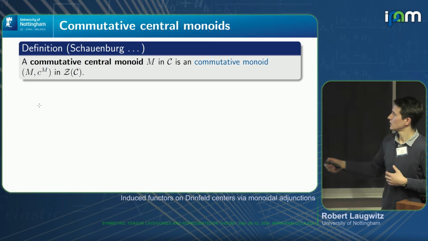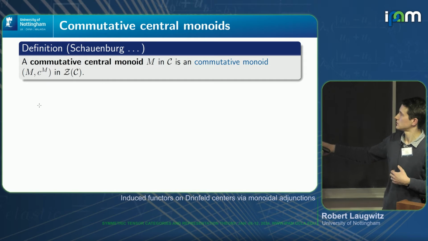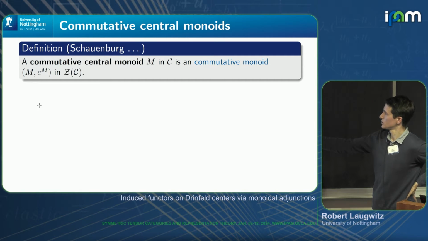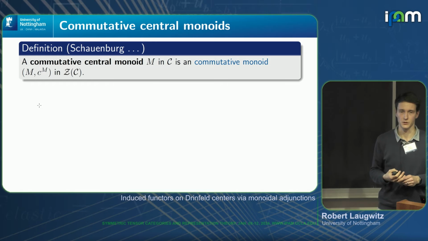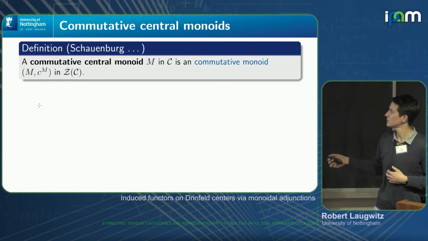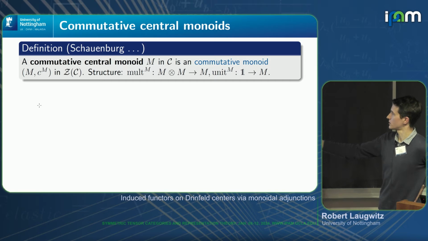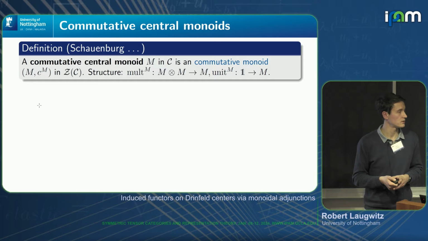Now, here I want to recall some work that goes back to Schauenburg, but also Pareigis, on commutative central monoids, or often people call this commutative algebras in a tensor category, in a braided tensor category. So here, let's say C is actually not braided yet. You can still define what is a commutative monoid, and we call it here a commutative central monoid if it's a commutative monoid inside of the center of C. That means you have some multiplication, some unit morphism, and these are morphisms in the center.